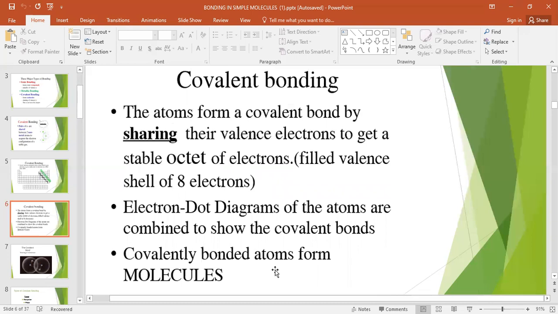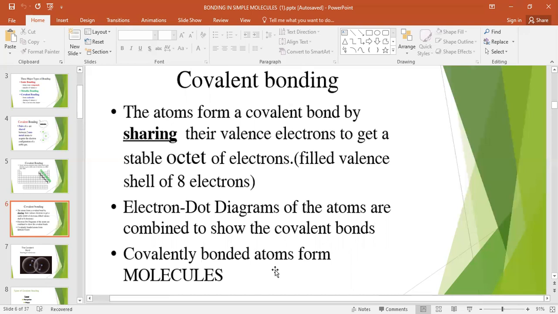Now, here is the information I explained to you: atoms form a covalent bond by sharing their valence electrons, meaning their outer electrons, the last shell electrons, to get a stable octet of electrons. What do you understand by stable octet? A filled valence shell of 8 electrons. It means they need the last shell to have how many electrons? 8 electrons. That's why they form covalent bonding.